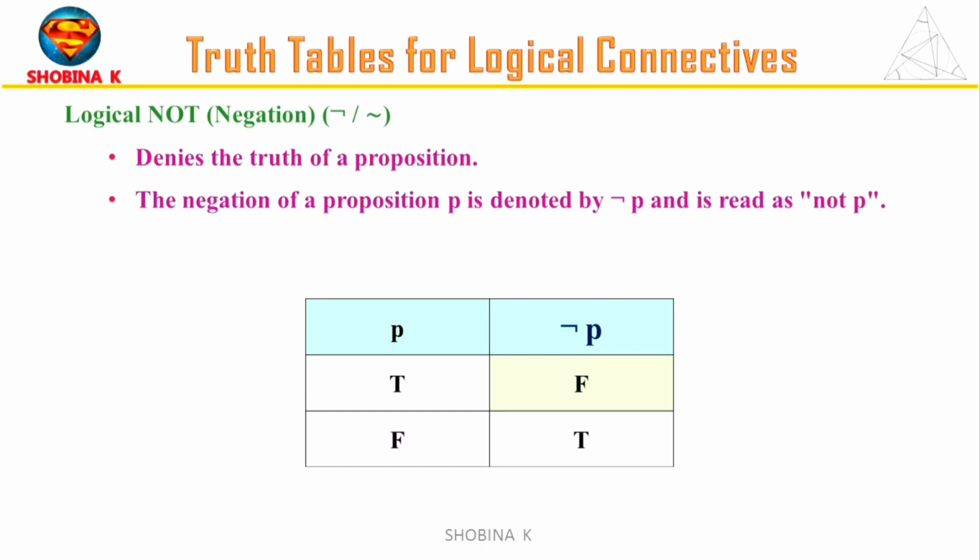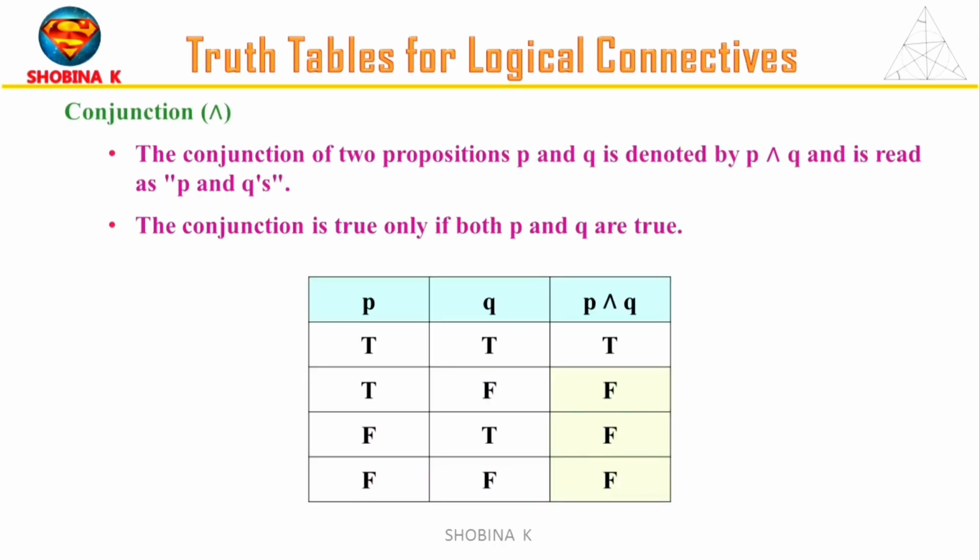First, we have negation. It is a logical not operation represented as not P. It will negate or flip the truth value of the input proposition. If P is true, then not P is false, and vice versa. That is, it inverts the truth value. Next, conjunction. It is a logical AND operation. It is represented as P and Q. The result P and Q is true only when both P and Q are true. If either P or Q or both is false, then P and Q becomes false.